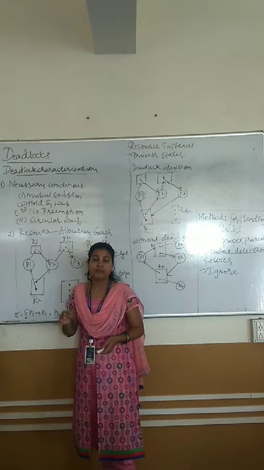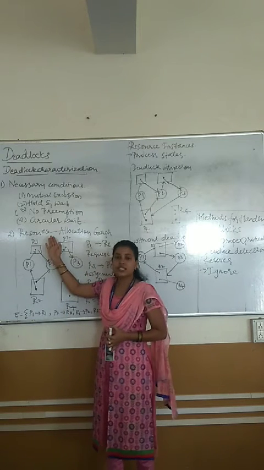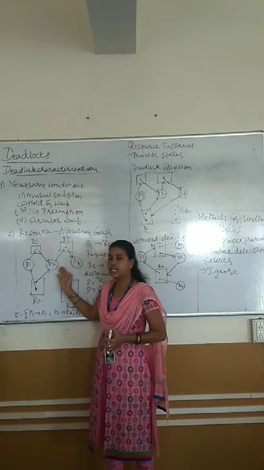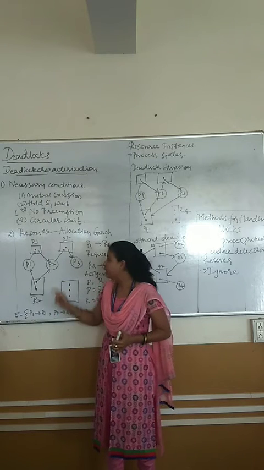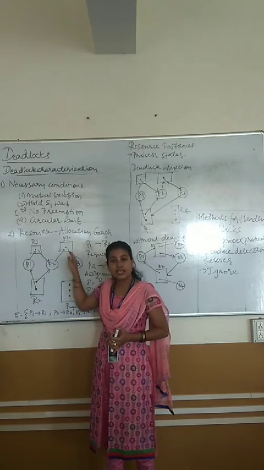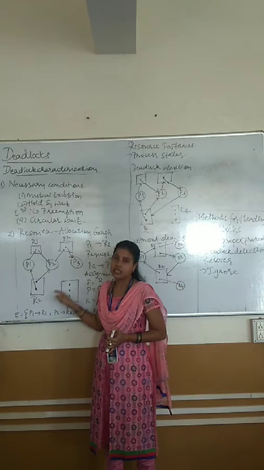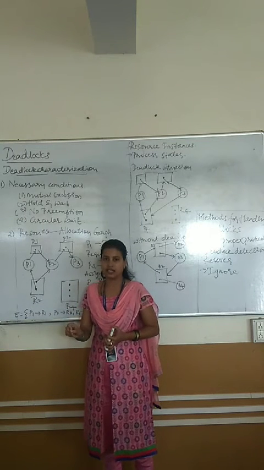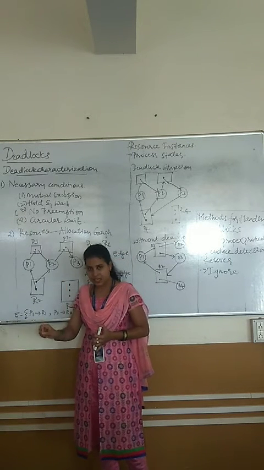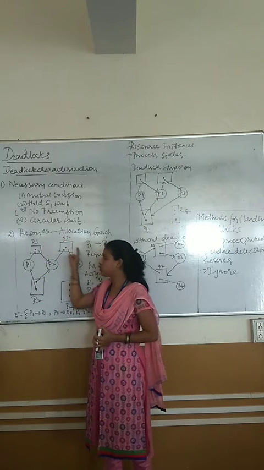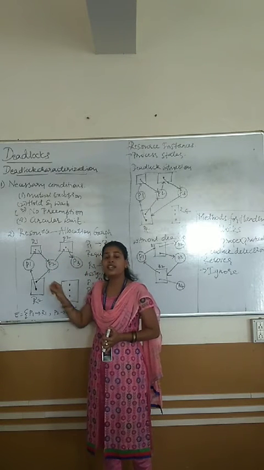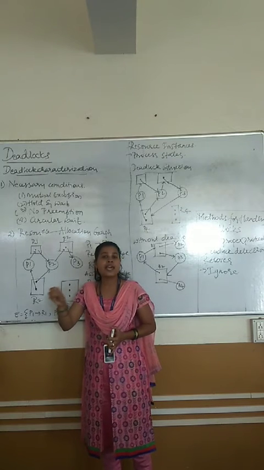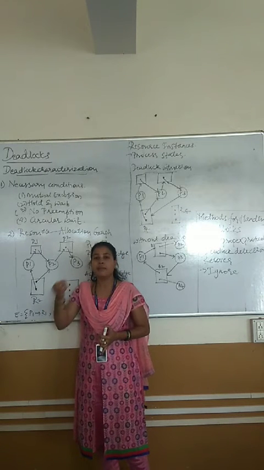Whether deadlock is there or not, using this resource allocation graph also we can find out. How can you find out? If there is a cycle existing in the resource allocation graph, then it becomes a necessary condition that a deadlock may happen. Please mind, I am saying may happen.